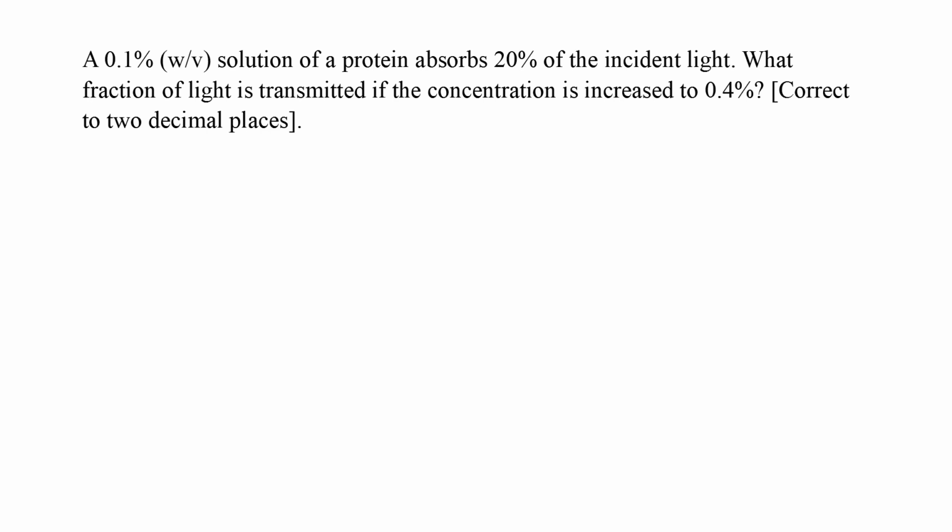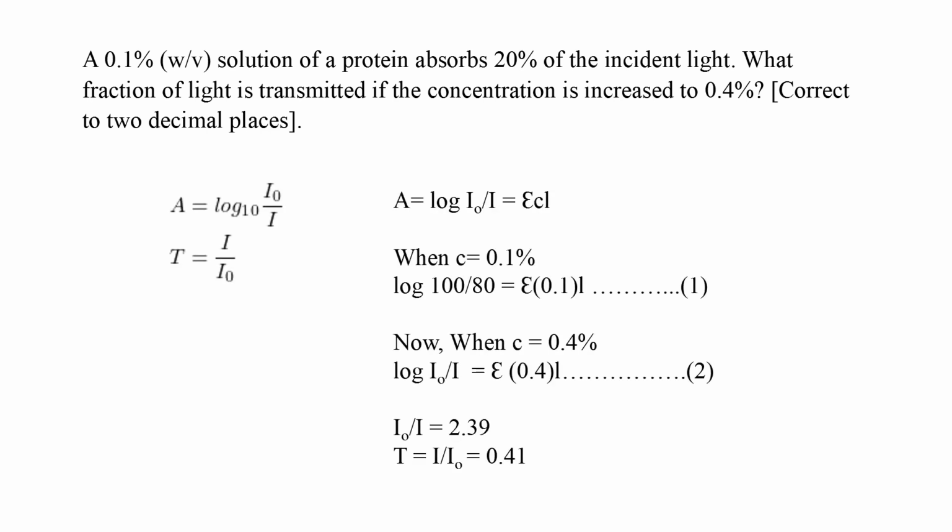A 0.1% weight by volume solution of a protein absorbs 20% of the incident light. What fraction of light is transmitted if the concentration is increased to 0.4%? So absorbance, as we know, is equal to log I naught by I, where I naught is the incident light and I is the transmitted light. Now in this case, when the concentration is 0.1%, it absorbs 20% of the incident light. So it will transmit the remaining 80% light.